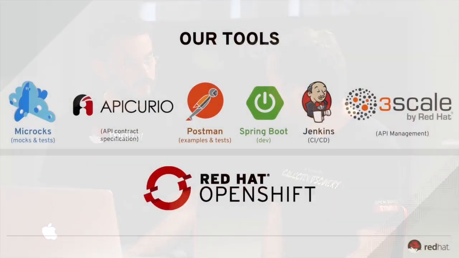So, Nicolas, if we try to sum up all the things that you've learned during this week, because actually it took a week to deploy everything, can you tell me a little bit about what you've learned this week? Yeah, for sure. We first refined our needs using Microcks. We then moved to the API contract using Apicurio. We used Postman to define some examples that are then used by Microcks to generate mocks.